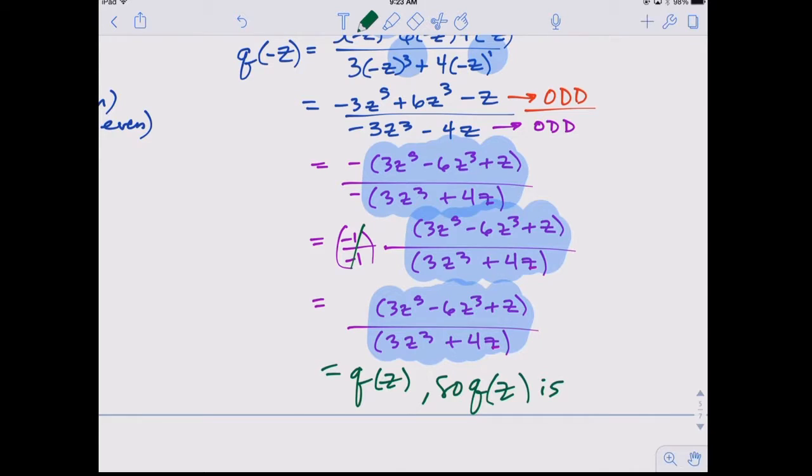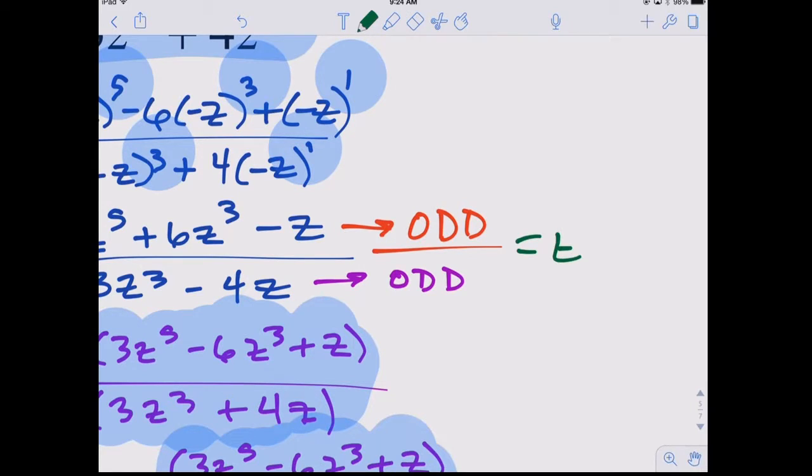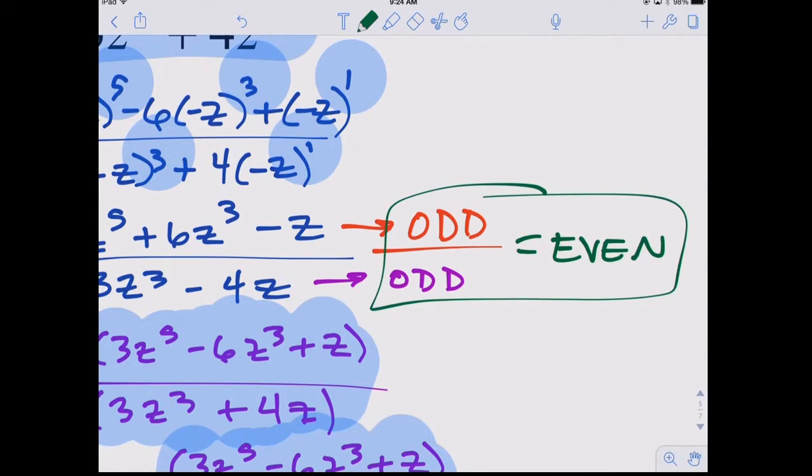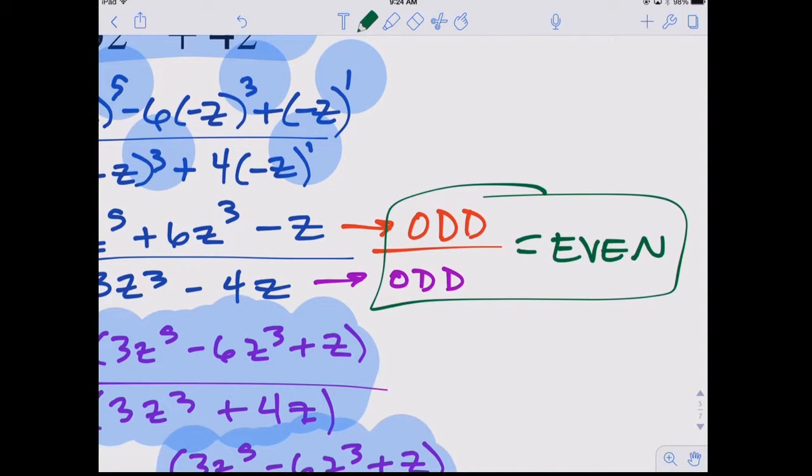It's even. If you look at the logical consequence, we've got q of negative z equals q of z. So plugging in a negative z and a positive z gives you the same thing. So q of z is even. So apparently, an odd divided by an odd is an even function. You think that's always true?